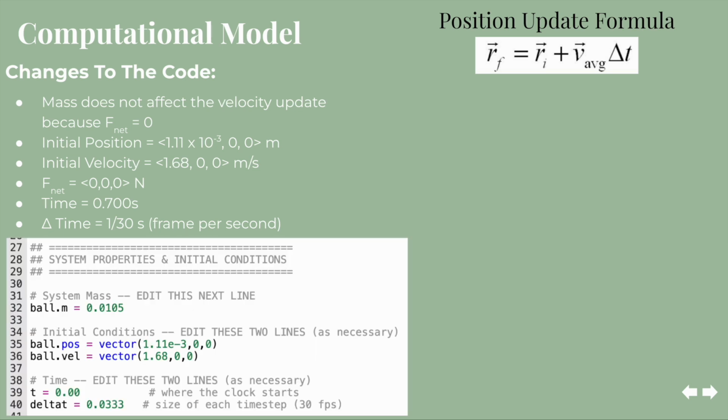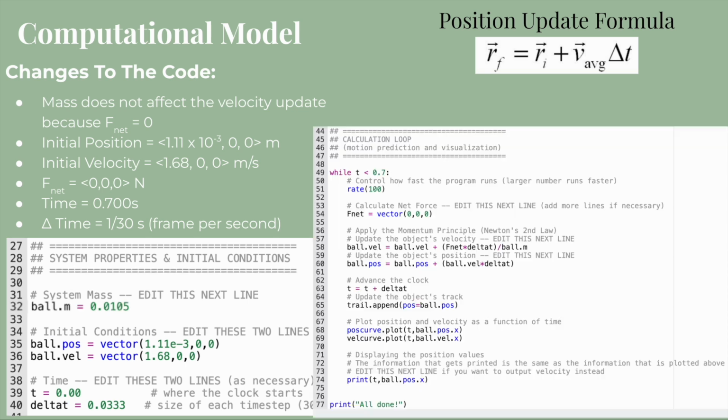Mass does not affect the velocity update formula because Fnet equals 0, so it just cancels it all out, so any number can be added there. However, the mass of my marker was 0.0105 kgs. Then we inputted our initial position and initial velocity, and have our Fnet equal to 0 because we know that's a defining factor of constant velocity. We have our time, and then our change in time is 1 over 30 seconds because that was the frame per second in which Tracker used to film the video.